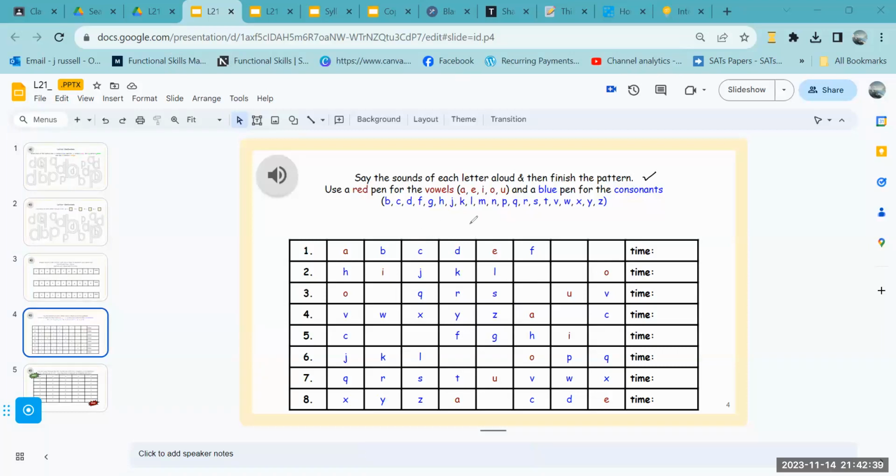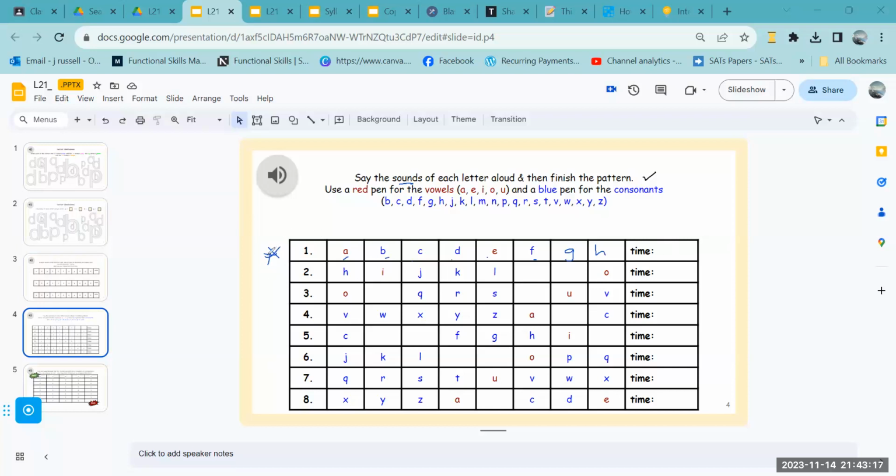And you can see now we've still got our vowels in red, but we're including our consonants in blue. As time goes on, all the consonants will always be in blue and the vowels will be in red. So we go to the first row here and you say the sounds of each letter aloud and then finish the pattern. We're talking about the sounds, not the names. So we say a, b, k, d, e, f, g. All right, and then we can time ourselves. How many seconds did it take you to complete that first row? And now we're going to go down.